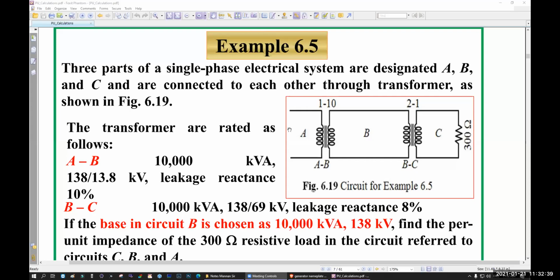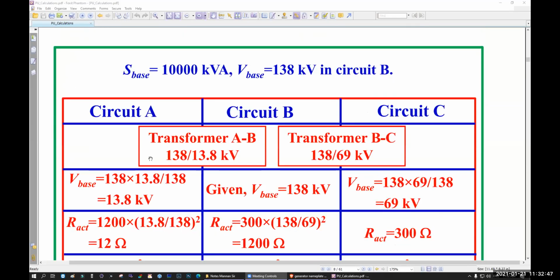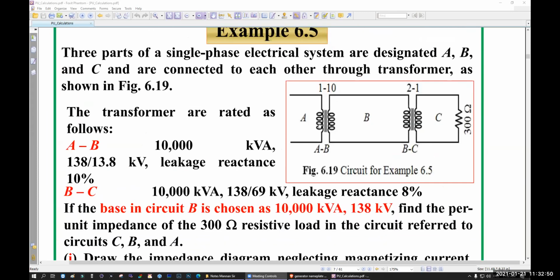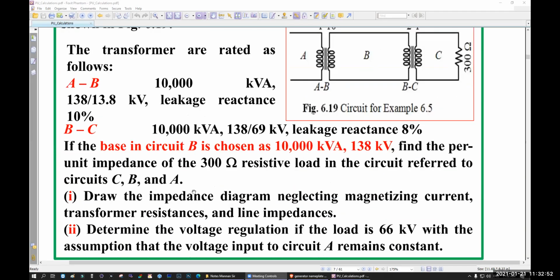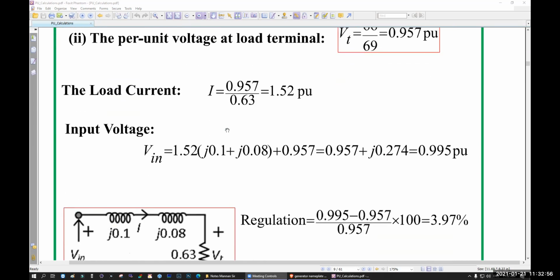Now your home task will be this one. Example 6.5. You will do it and read it by yourself. What is this? Transformer AB and transformer BC, because you have two transformers, one here, another here. If you do not understand that, you can contact me. I will help you understand.